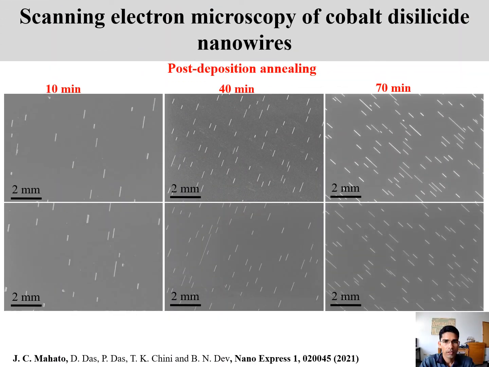After thoroughly investigating the growth of endotaxial cobalt disilicide nanowire on silicon 110 surfaces, I have carried out experiments to tune the dimension of the cobalt disilicide nanowire on silicon 110 surfaces. For that, I have changed the post-deposition annealing. For the first set of samples, I have annealed the sample for 10 minutes after the cobalt deposition, for the second set for 40 minutes, and for the third set for 70 minutes after the deposition.